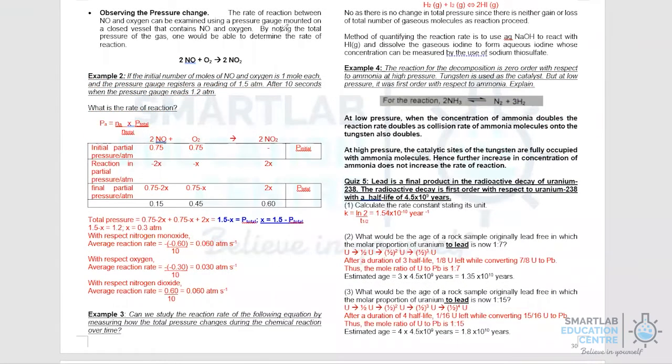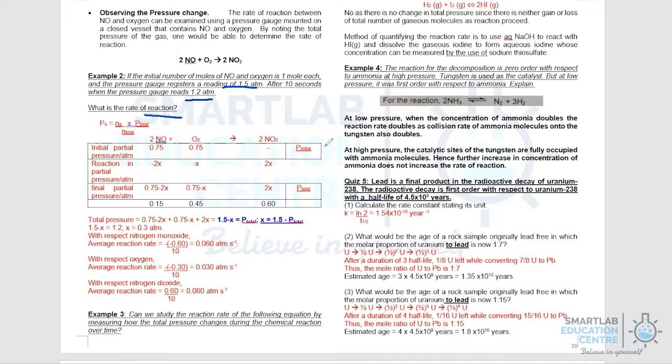Finally, we can also study the reaction rate by observing the pressure change. So in this example, we start off with 1 mole of NO and 1 mole of oxygen, and the initial pressure gauge reading of the reacting vessel is 1.5 atm. After 10 seconds, it reaches 1.2 atm. So from this data, we can determine the rate of reaction.